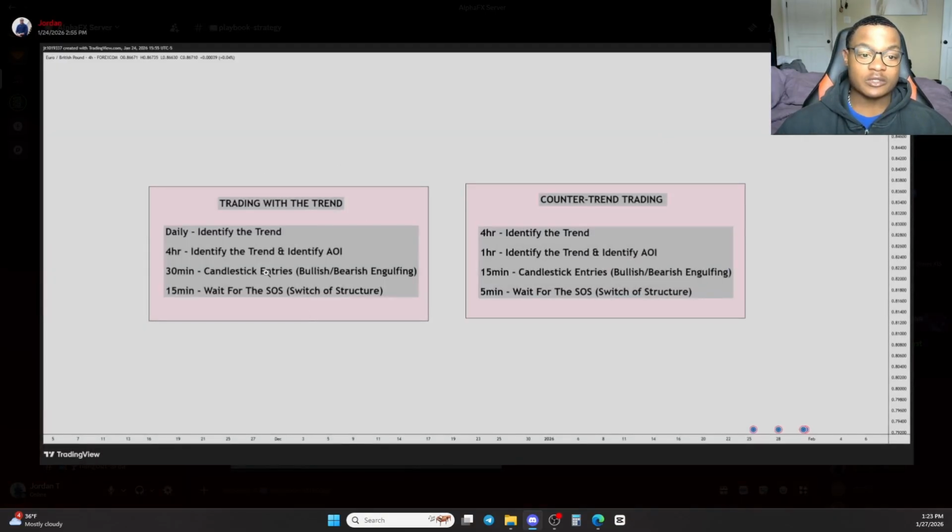But right here, we see when we're catching a trade flowing with the market, I only use the daily, 4-hour, 30, and the 15-minute time frame. The daily and the 4-hour, it's mandatory that we are in sync, because once we're in sync with these two time frames, I will be able to identify my area of interest.